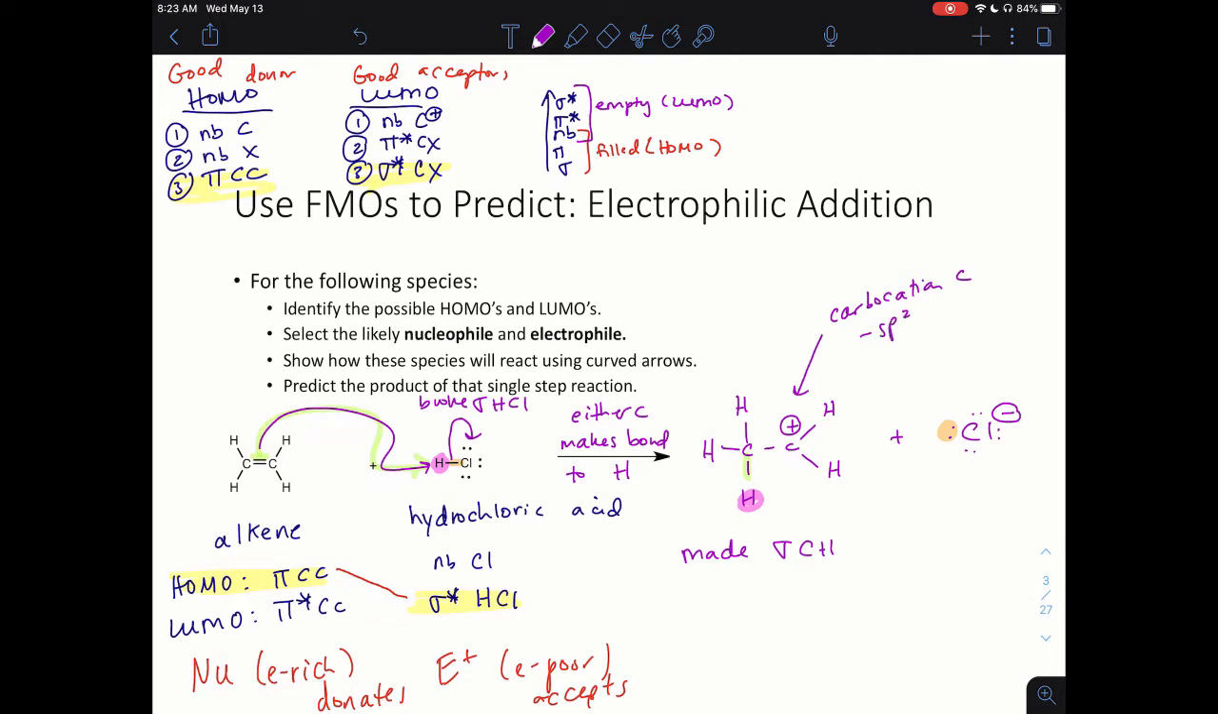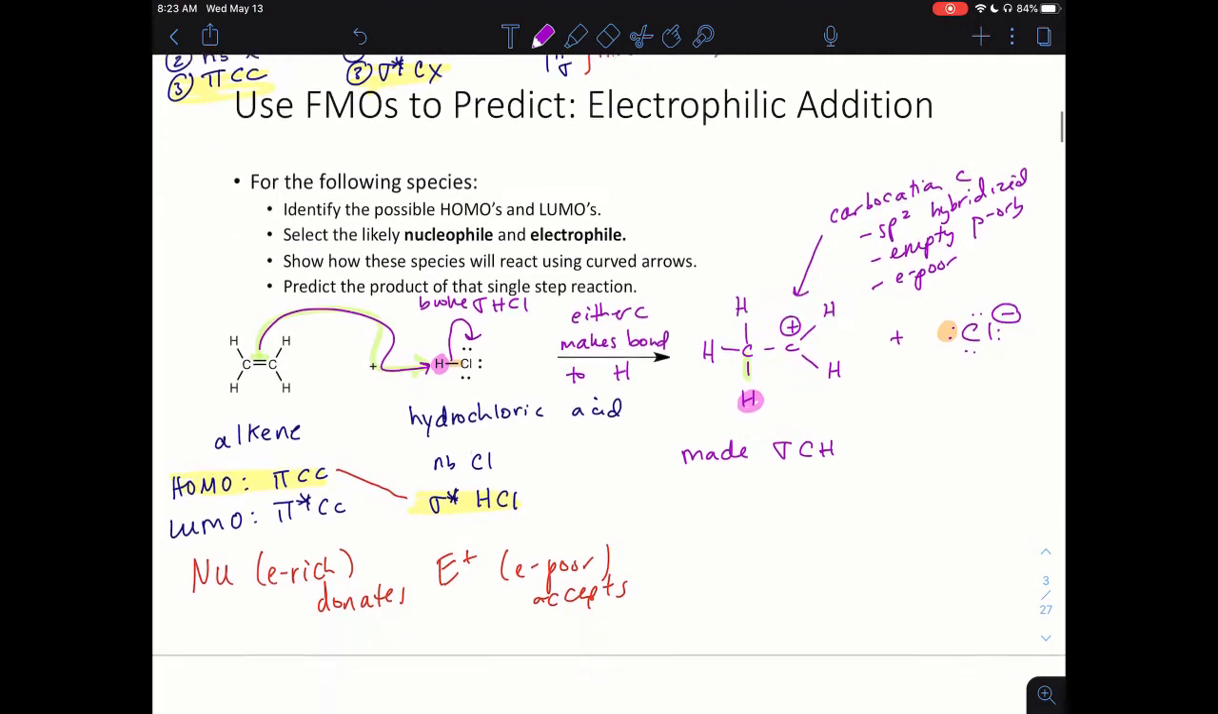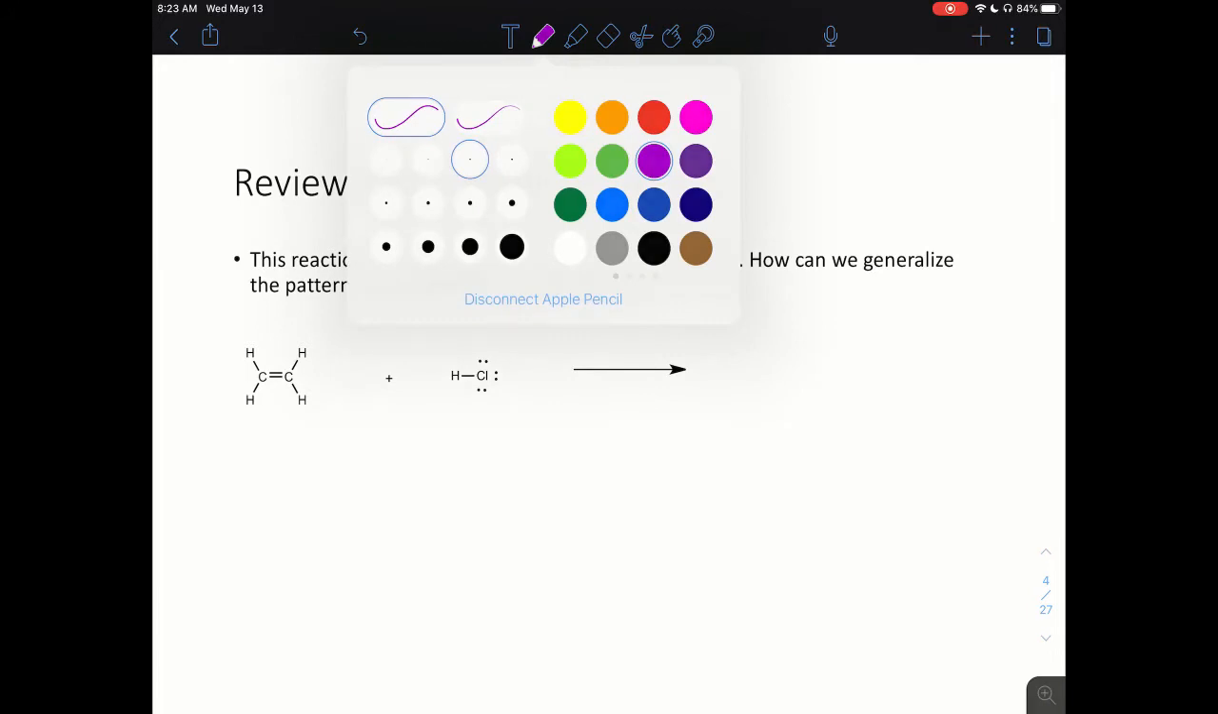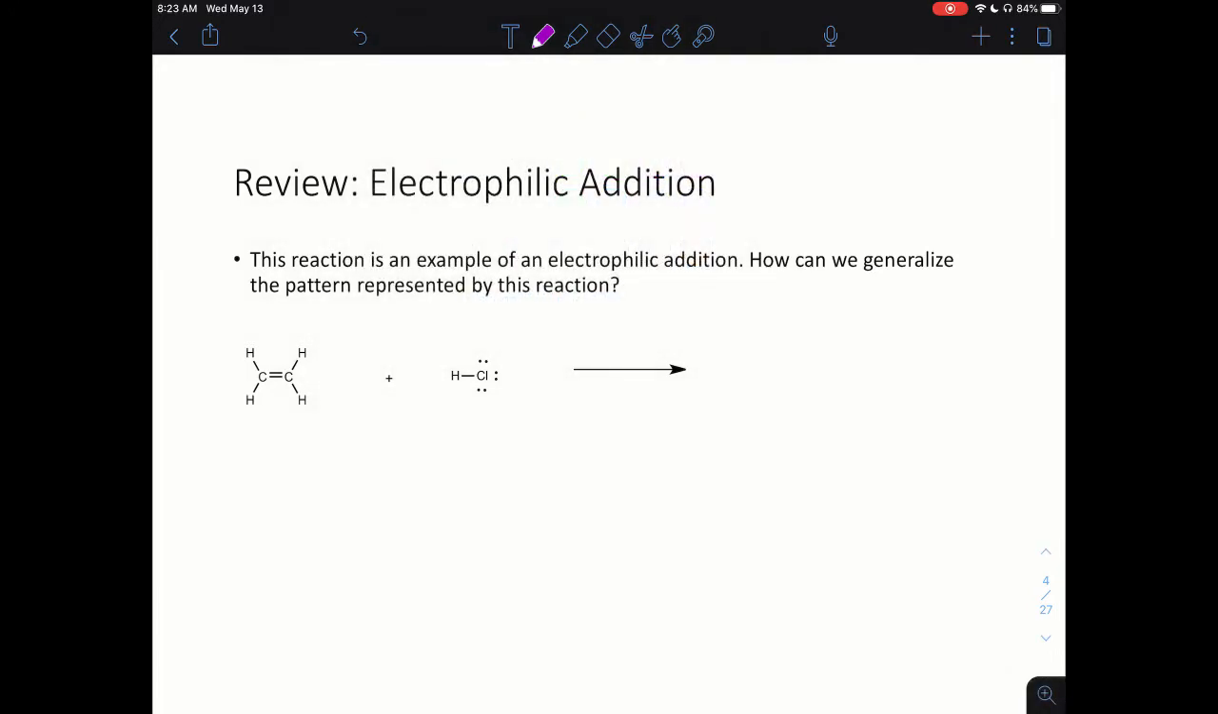is sp2 hybridized. It has an empty p orbital. And anything else significant about it? Yes, it is electron poor and will react with electron-rich species. Okay, that's to come. Good, I hope that this review was helpful, jogged your memory here. That is an example of an electrophilic addition reaction, or electrophilic addition elementary step.